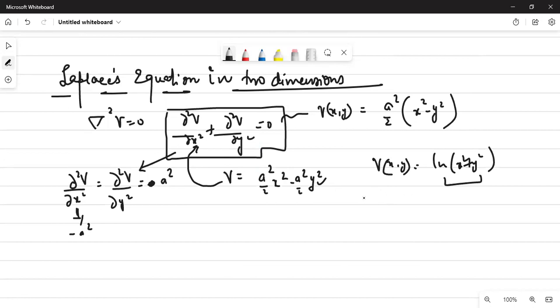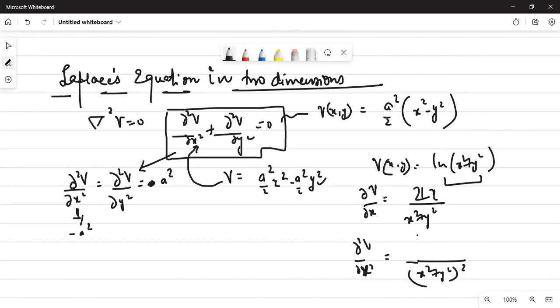You can verify for yourself that del v by del x will be equal to 1 upon x square plus y square, times twice x. And then if you do del square v upon del x square, you will get x square plus y square whole squared, and then you will have minus 2x squared plus 2 divided by x squared plus y squared.